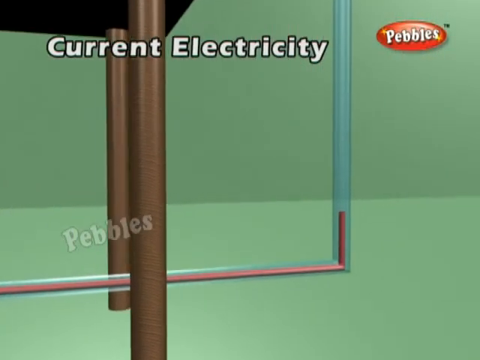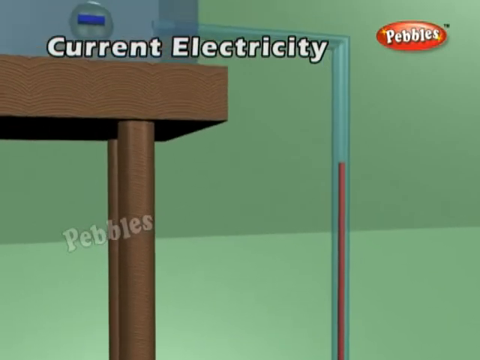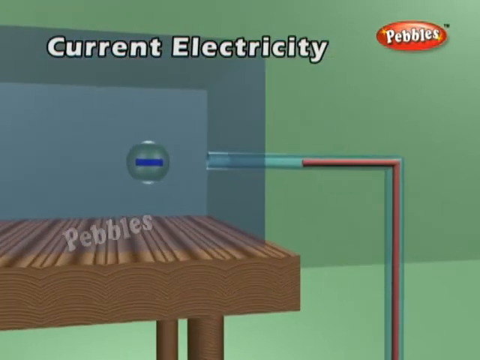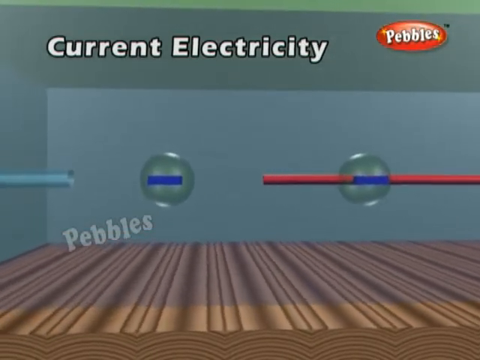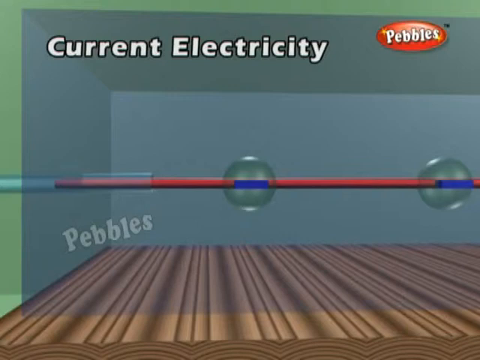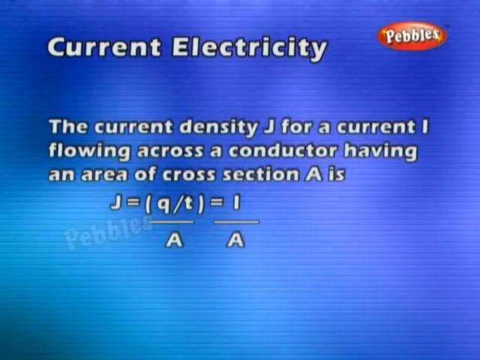Current density at a point is defined as the quantity of charge passing per unit time through unit area taken perpendicular to the direction of flow of charge at that point. The current density J for a current I flowing across a conductor having an area of cross-section A is J = Q/(tA) = I/A.